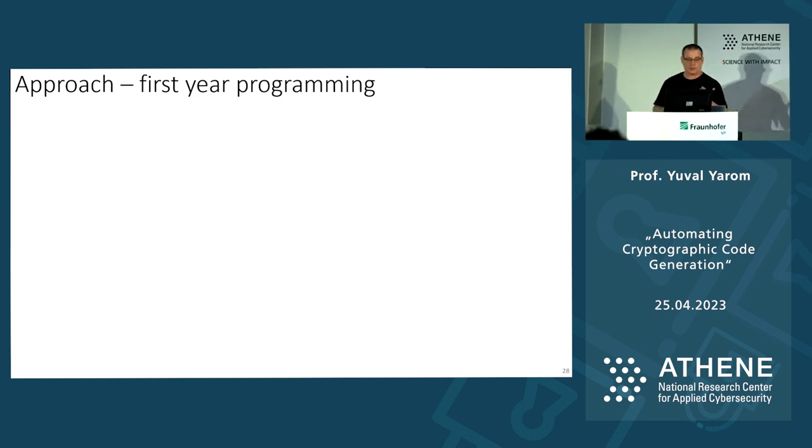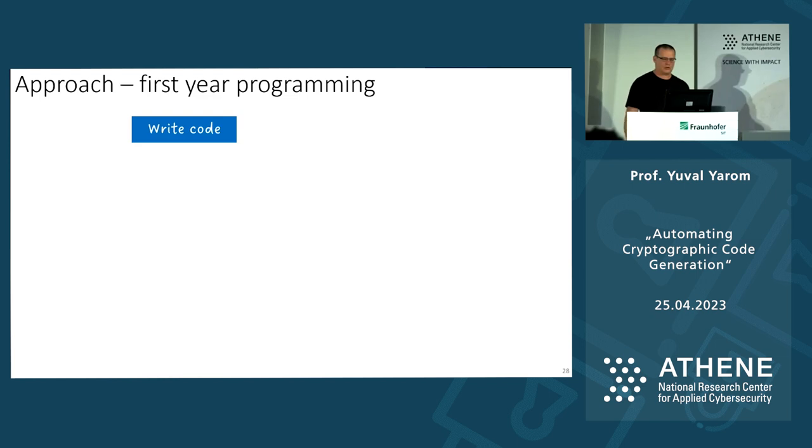In a first-year programming class, the students start to learn programming. We give them a task. The task is to sort, one of these typical, classical problems. Sort the students by their grades, and tell us who is the third best student in this lecture. And what they do is they write code and they run it, and it does not work because they don't know how to program. It takes time to learn how to program.